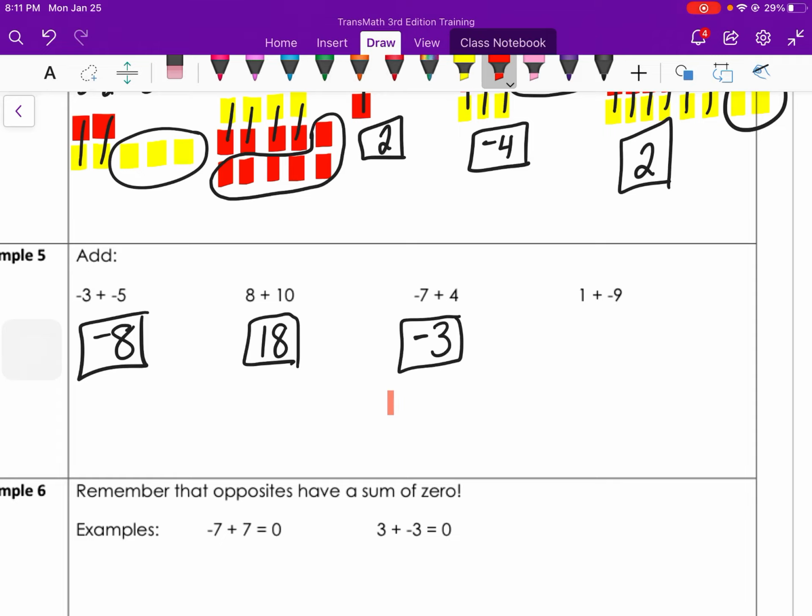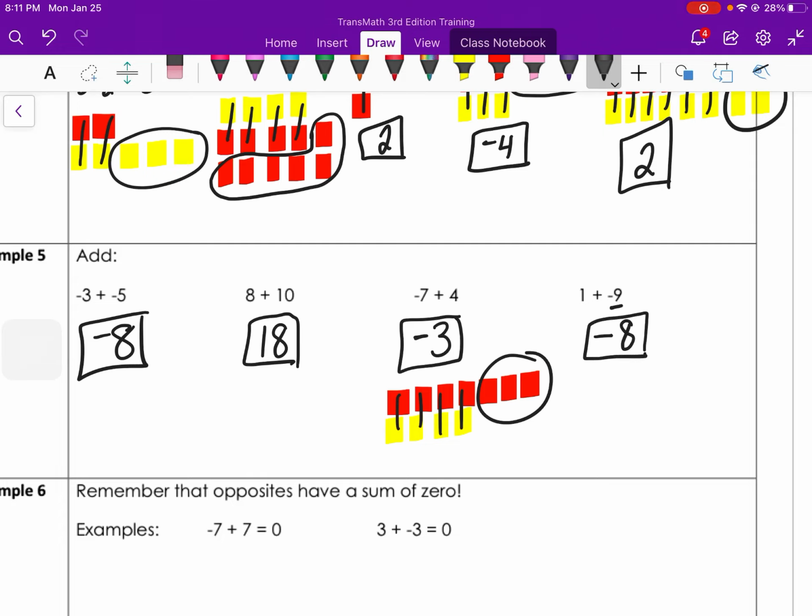You could always use your visual. 1, 2, 3, 4, 5, 6, 7 negatives and 4 positives. So 7 take away 4 leaves me with 3 negatives. And then -9 plus 1, or 1 plus -9. -9 is bigger, so my answer will be negative. 9 minus 1 is 8. Your answer will be -8.